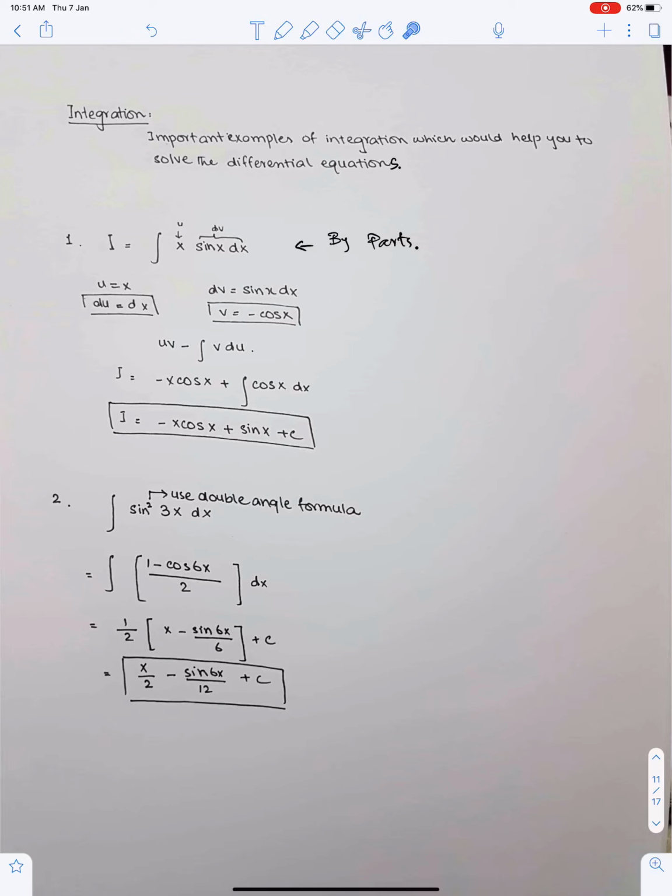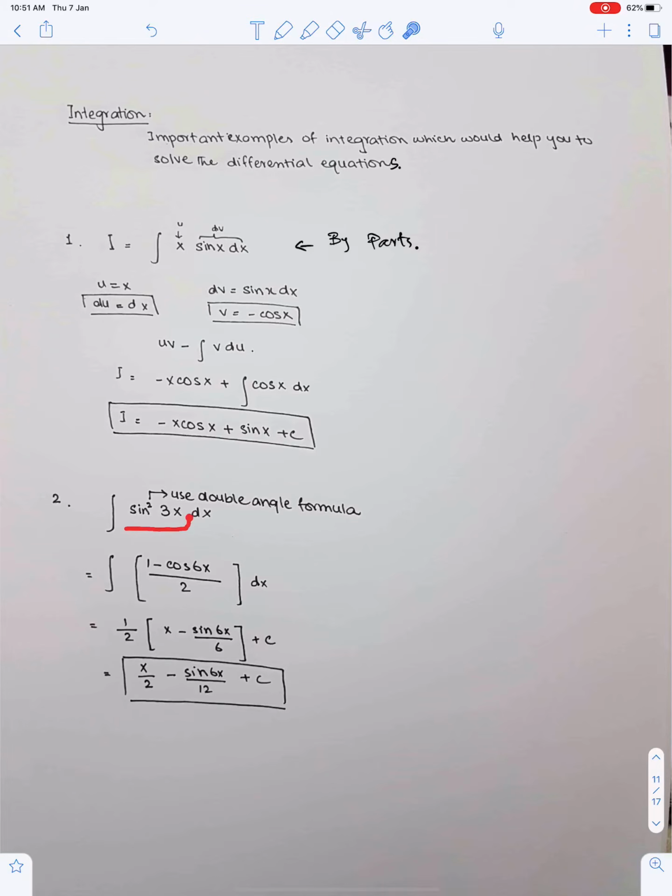Integration. Important examples of integration which would help you to solve the differential equations. In this example, you know you have to use by parts because we have a product of different functions, and you know how to use by parts. I'm not going to explain this over here. You already have done this in integration.